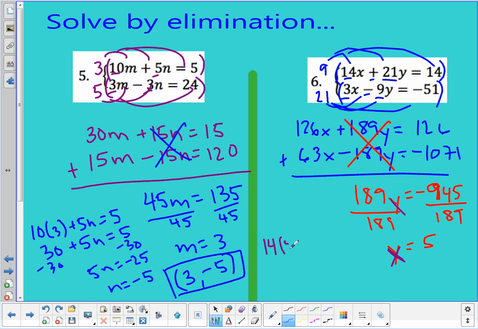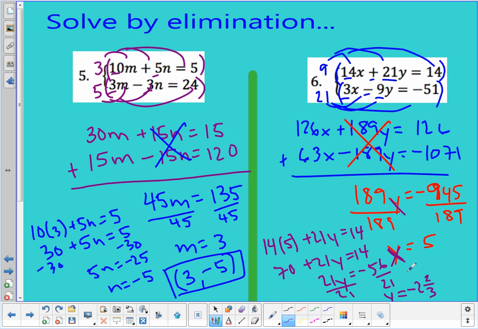14 times 5, there we go, plus 21y is equal to 14. That is 70 plus 21y is equal to 14. Subtract the 70, that's 21y is equal to negative 56. And I get kind of a funny decimal here. I'm going to divide by 21. I get a decimal answer, which is possible. You can have decimals in graphs. It's just kind of an ugly answer, but I get negative 2 2/3.